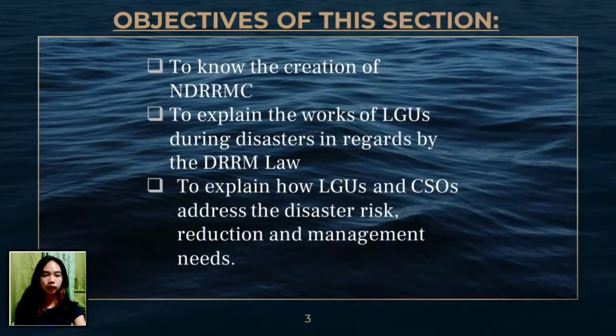This section has three objectives, and the first one is to know the creation of NDRRMC. The second is to explain the works of LGUs during disasters in regards to the DRRM law. The third is to explain how LGUs and CSOs address the disaster risk reduction and management needs.